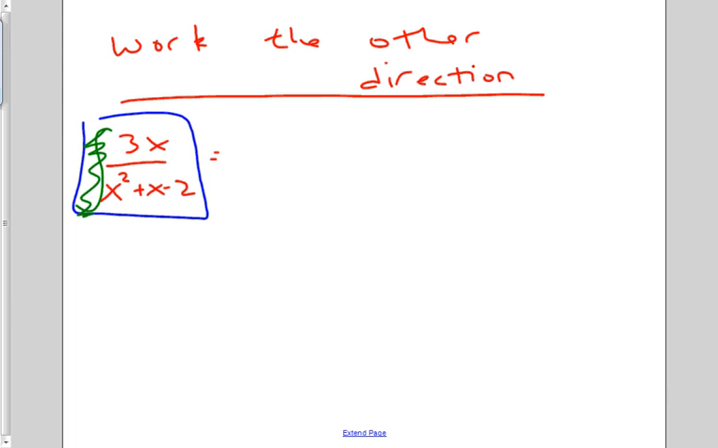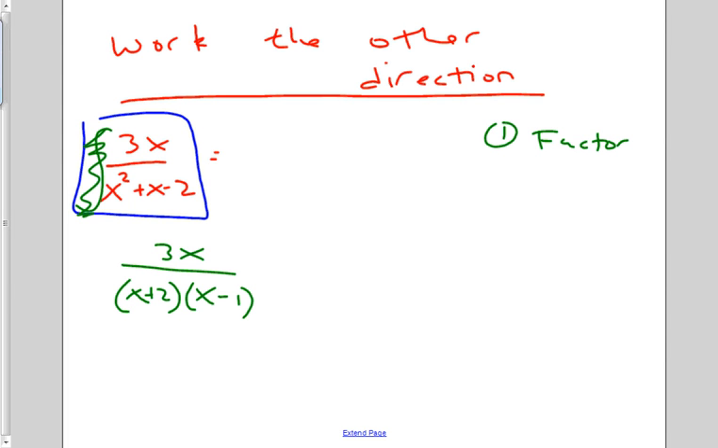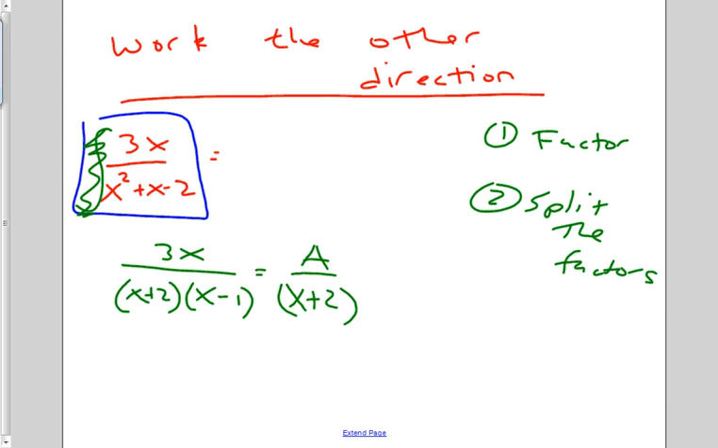So the first step is to factor the bottom. So when we factor the bottom, we get x plus 2, x minus 1. And then we're going to split the factors. So we could write this as something over x plus 2 plus something else unknown over x minus 1. And now our task is to find A and B.